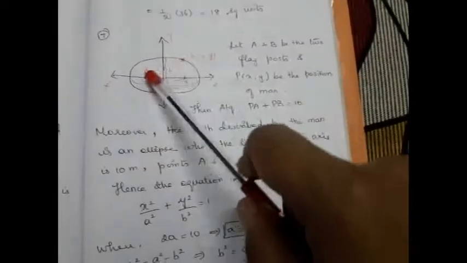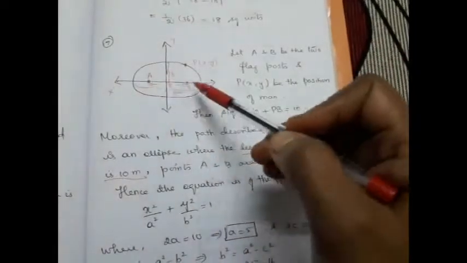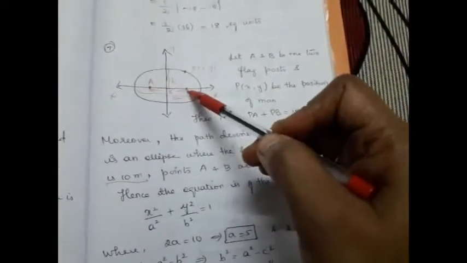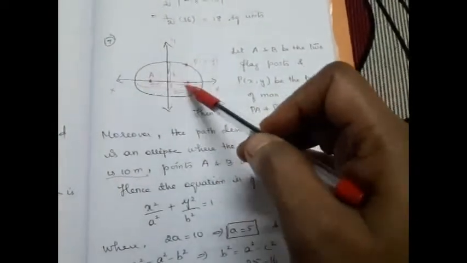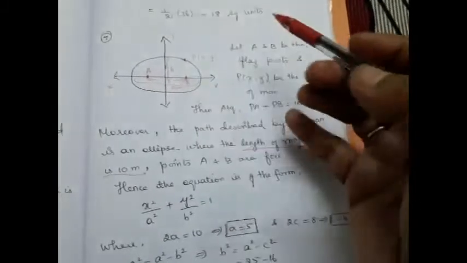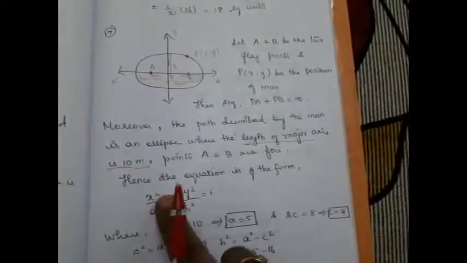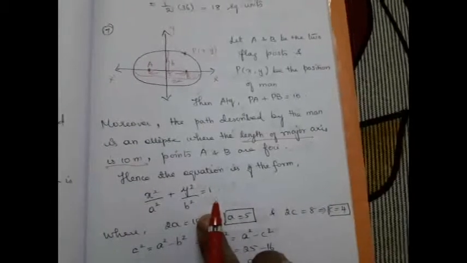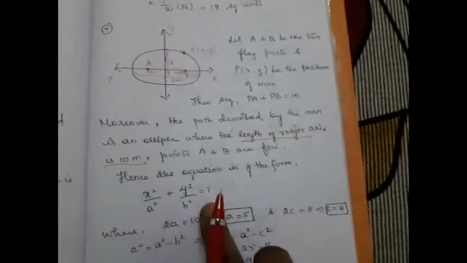So it is given PA plus PB equal to 10, which implies the length of the major axis is 10, right? And we know the two fixed points are the foci, and the distance between the foci is 2c. The distance between the two flag poles is given as 8 meters. Therefore 2c is going to be 8, right? And hence the equation is of the form x square by a square plus y square by b square equal to 1. We need to find the value of a and b.